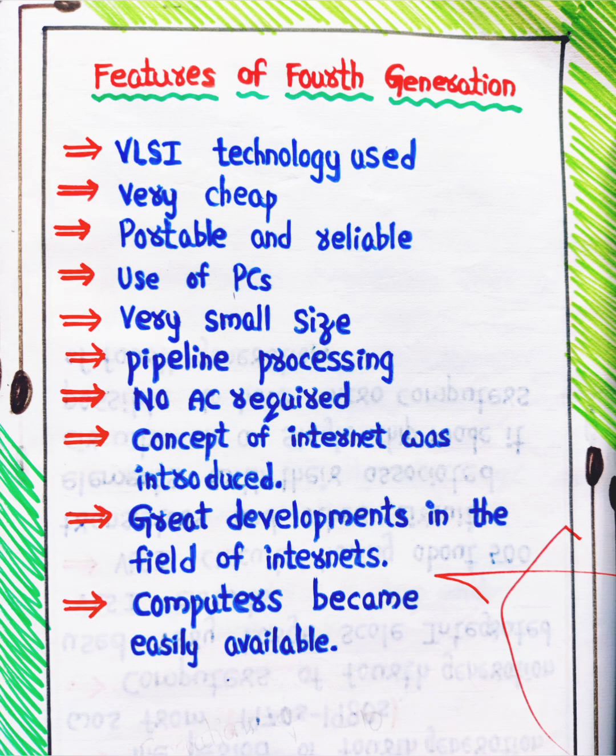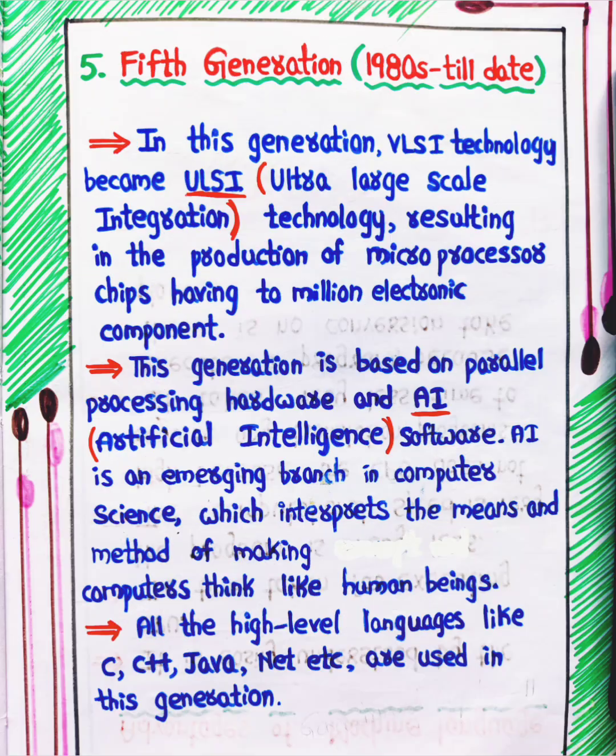Features of fourth generation: VLSI technology used, very cheap, portable and reliable, use of PCs, very small size, pipeline processing, no AC required, concept of internet was introduced. Great developments in the field of internet. Computers became easily available. These are some features of fourth generation of computers.